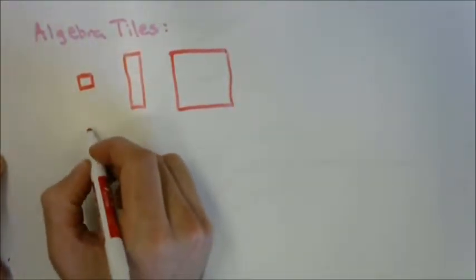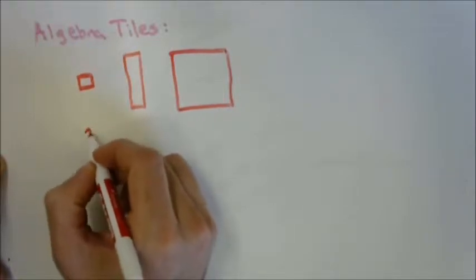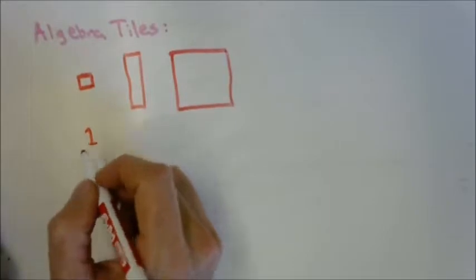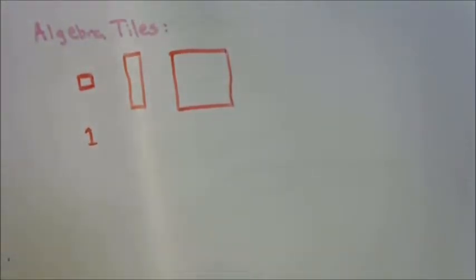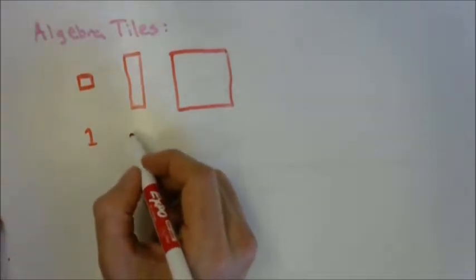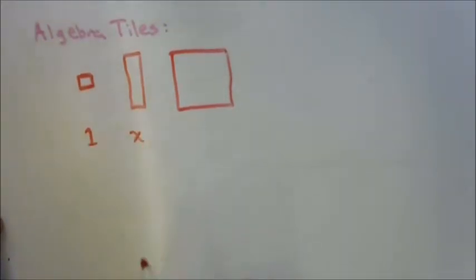This little block just represents 1, not 1 unit. It's just the number 1. So if you're adding 1 plus 2 plus 3 plus 4 plus 1 plus 2, you'd be adding blocks. The stick is x. Okay, we're not learning about the base 10 system. It's not 1, 10, 100.